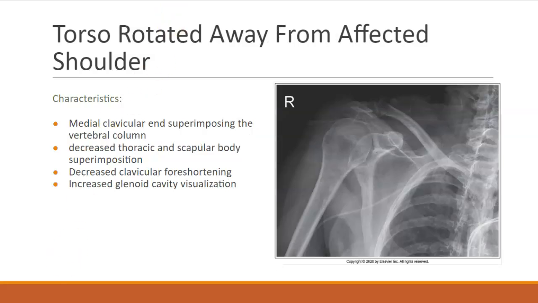When the torso is rotated away from the affected shoulder, that resulting projection will demonstrate the medial clavicular end superimposing the vertebral column, as you can see here in this projection. There'll be decreased thoracic and scapular body superimposition. There'll be decreased clavicle foreshortening, but there'll be increased glenoid cavity visualization.